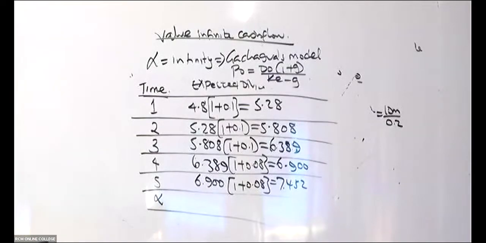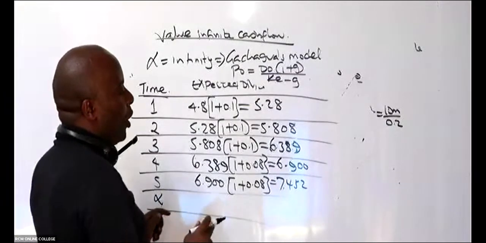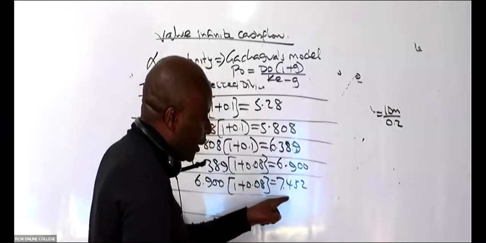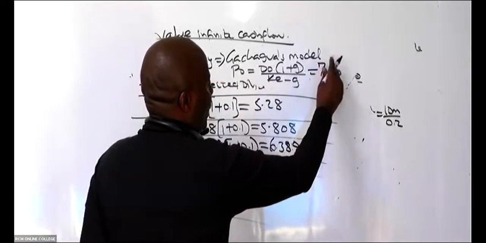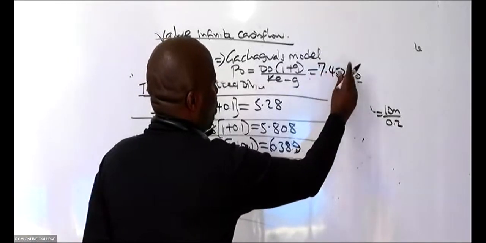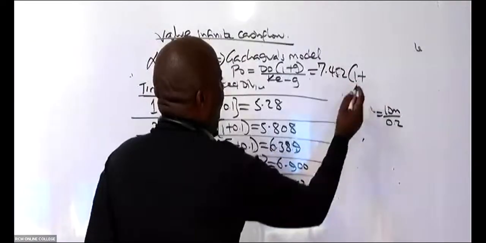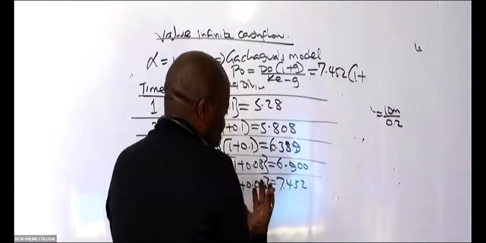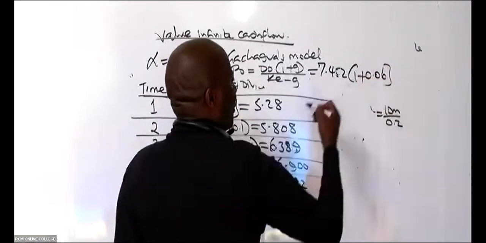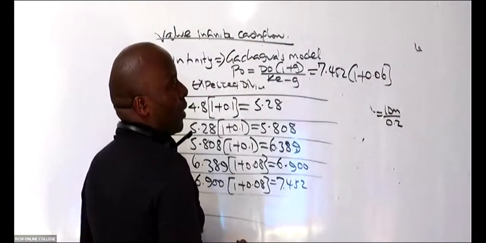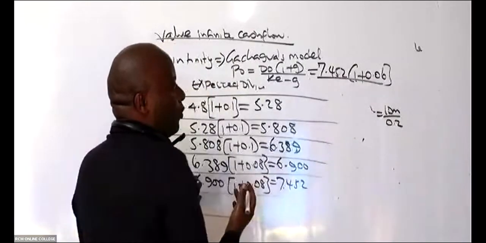Now, ladies and gentlemen, please listen. Our D0 will be our most current dividend. This dividend here, the most current dividend. So this will be 7.452 into 1 plus the perpetual growth rate, which is 0.06, all over the cost of equity.